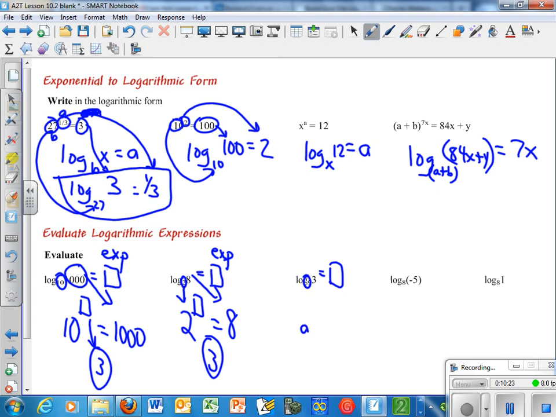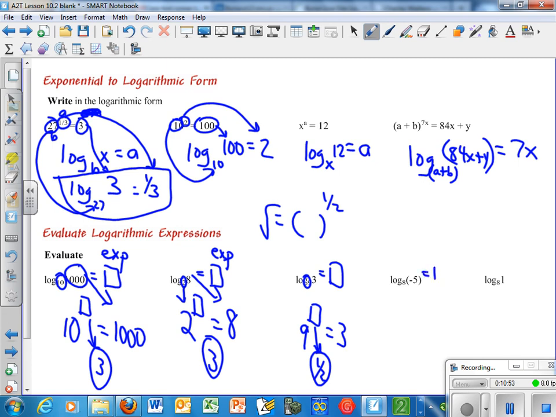Over here, here's the base. 9 to what power is equal to 3? Now, notice 9 to the first power is 9, 9 squared is 81. We need a number smaller than that. So now I have to start thinking about roots and fractional exponents. 3 is the square root of 9, and remember, square root means something to the 1/2 power. So really, this is going to be 1/2. 9 to the 1/2, or the square root of 9, is 3.